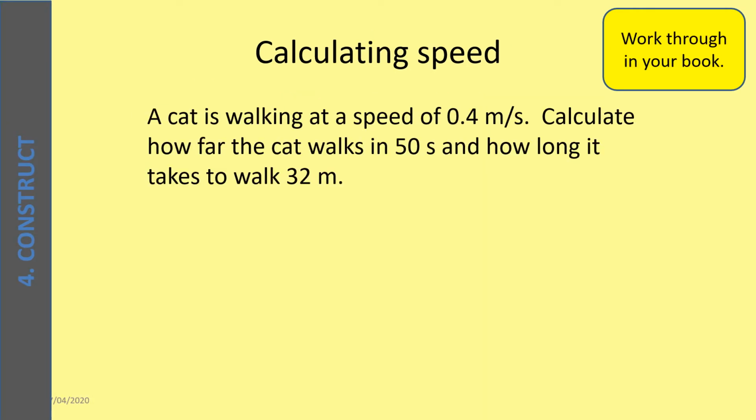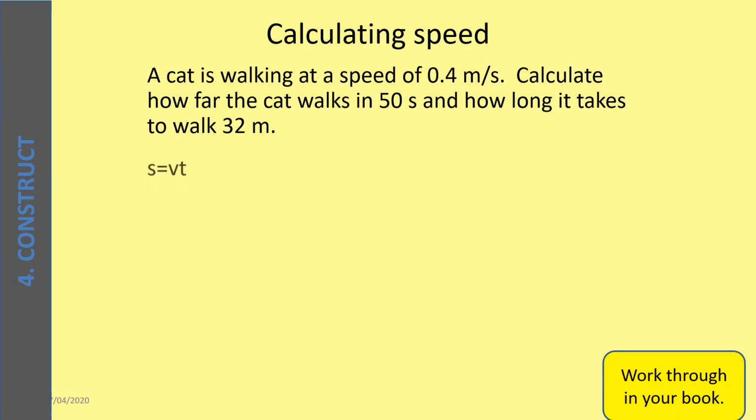Let's have a look at a worked example. A cat is walking at a speed of 0.4 meters per second. Calculate how far the cat walks in 50 seconds and how long it will take to walk 32 meters. First of all, let's write down our formula. The distance equals the speed times the time.